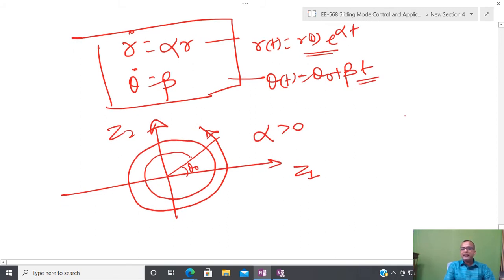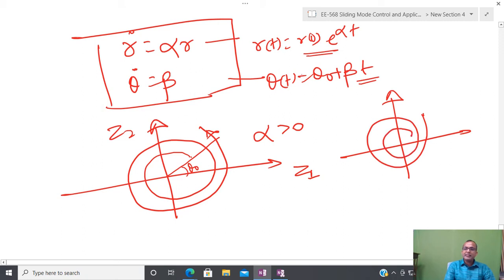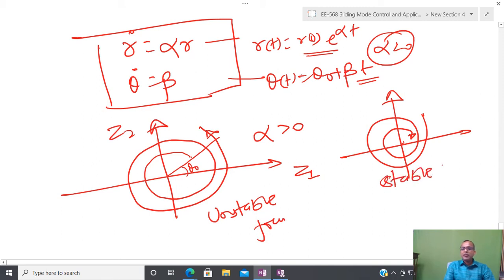Now try to see if alpha is less than 0. If you start from here, then now that is going to shrink, and it is possible to show that shrinking is like this. So if alpha is less than 0, then whatever the value of beta, finally I am going to converge to the equilibrium point. The first case is called an unstable focus, and this is called a stable focus. Anyone has confusion on this? Have you been able to understand this or not? Anyone has confusion?